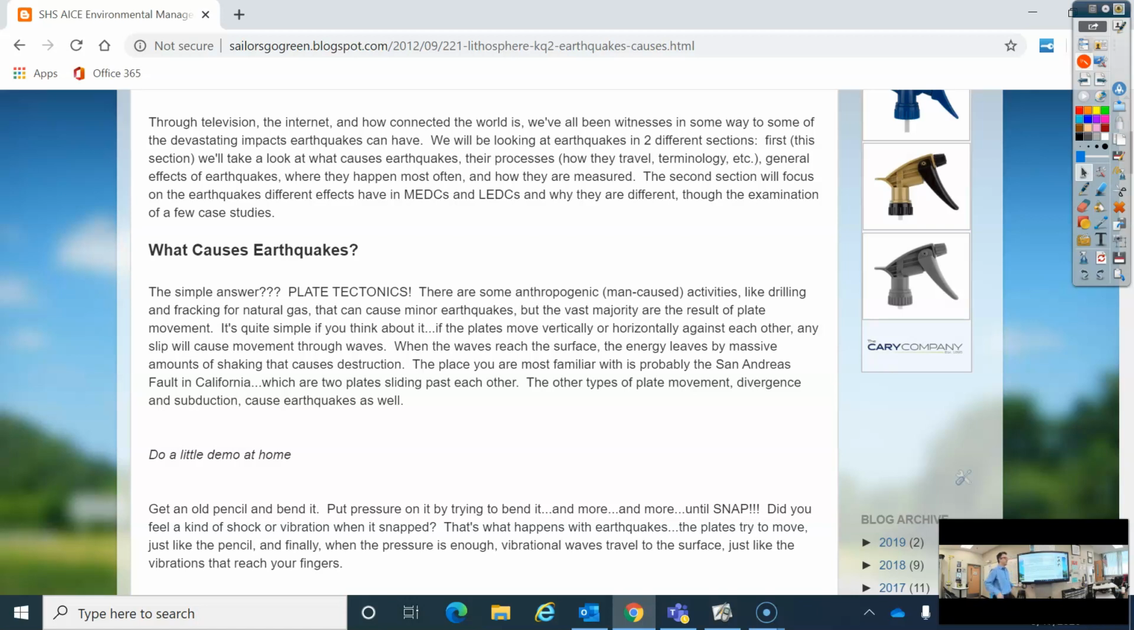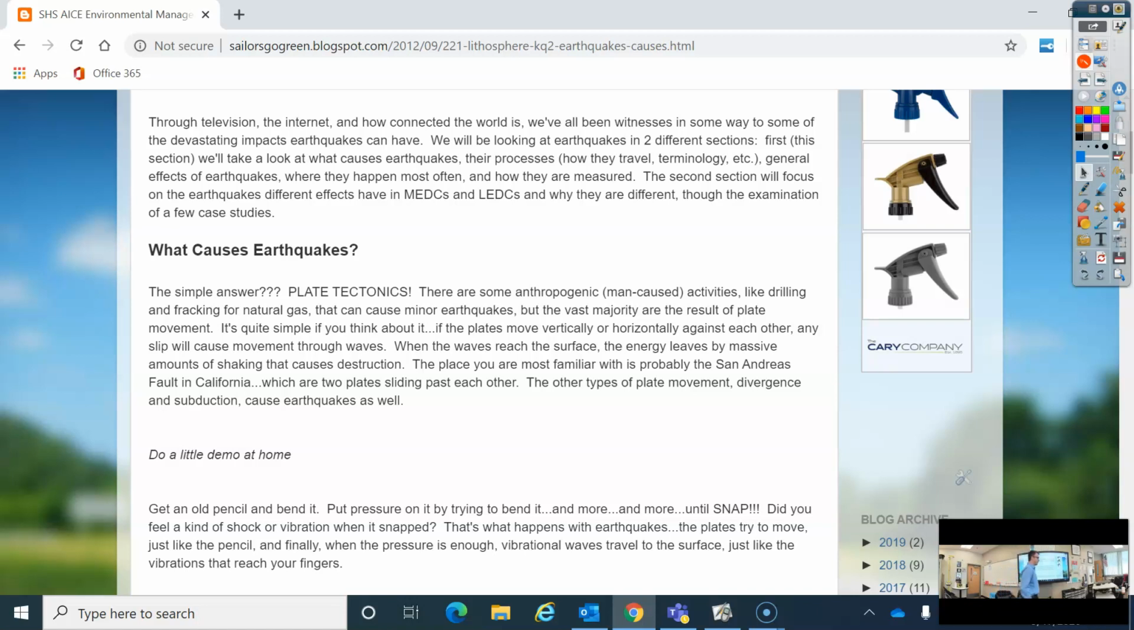If the plates move vertically or horizontally across each other, there's going to be slippage, there's going to be friction, and there's going to be shock waves sent out through the earth. When those waves reach the surface, the energy leaves by massive amounts of shaking and it causes destruction. You're probably most familiar with the San Andreas Fault in California, which is a transform boundary with 2 plates sliding across each other. The other types of plate movement are divergence and subduction, and they can cause earthquakes as well. In fact, the subduction zones produce probably the strongest earthquakes.